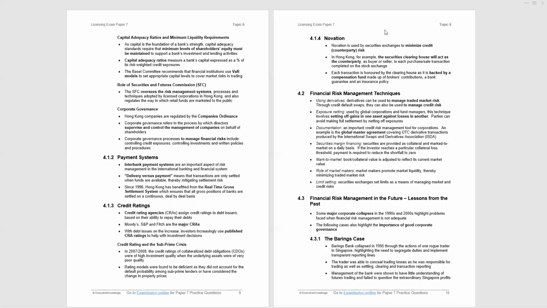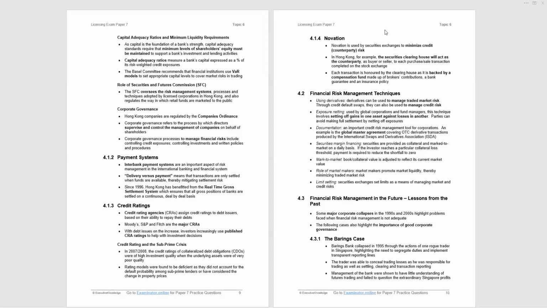Credit ratings as part of risk management with regard to debt. We have the credit rating agencies, and they assign credit ratings to debt issuers on their ability to repay debts. Remember, that's a major point. And with debt issues on the increase, investors increasingly look at published credit rating agency ratings to help with investment decisions. And credit ratings were a big issue in the subprime crisis of 2007, 2008, where the rating models were found to be deficient. There were conflicts of interest, and so that has been tightened up.